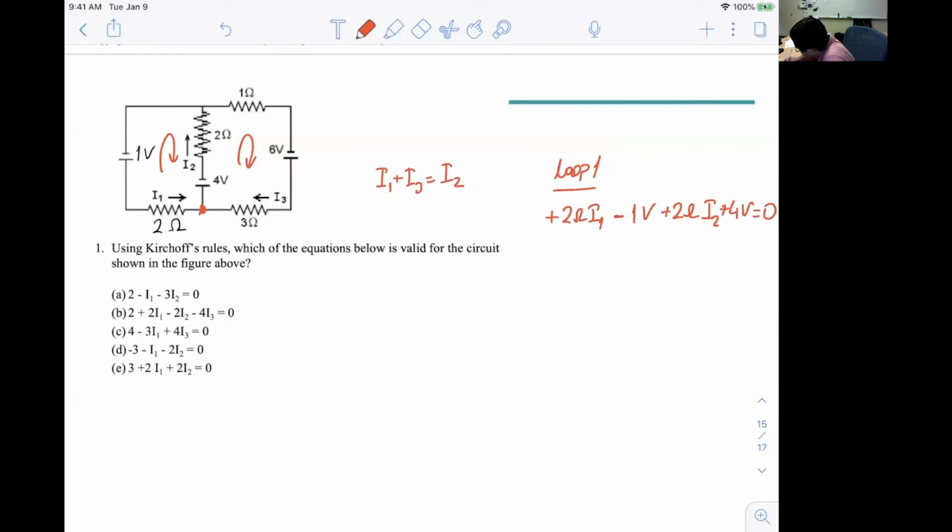Let's simplify this. 2I1 plus 2I2 plus 3. So let's see if we have anything like this. Actually, you see that E is going to be the same. So then the answer is going to be E. If you don't see it, you have to write the other loop, and then one of them is going to match one of the options in the question.